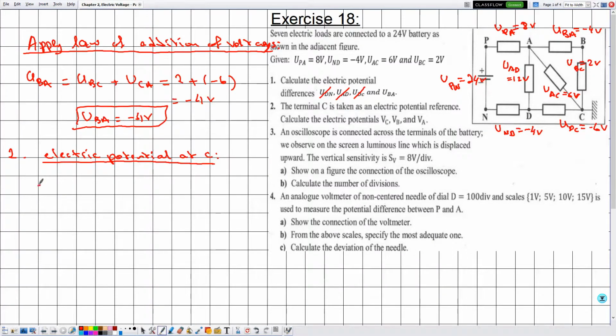So since C is taken as an electric potential reference, which means that VC is equal to 0. And now let's move to the other point, which is the point B.